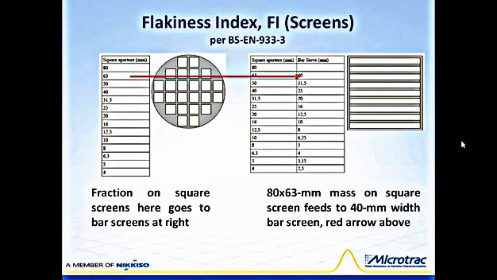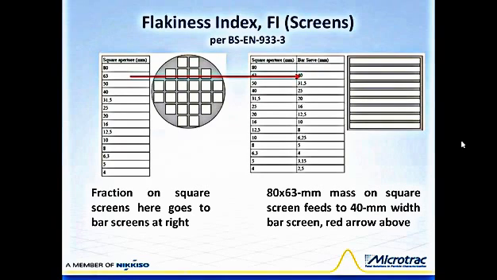The flakiness manual test consists of a series of screening operations per the British standard. First, the sample is screened on a series of square-hole screens, followed by a series of bar screens. See diagrams above for screen sizes. Each square screen fraction staying on the screen is then screened on a bar screen with an opening about half the interval of the square screen fraction.